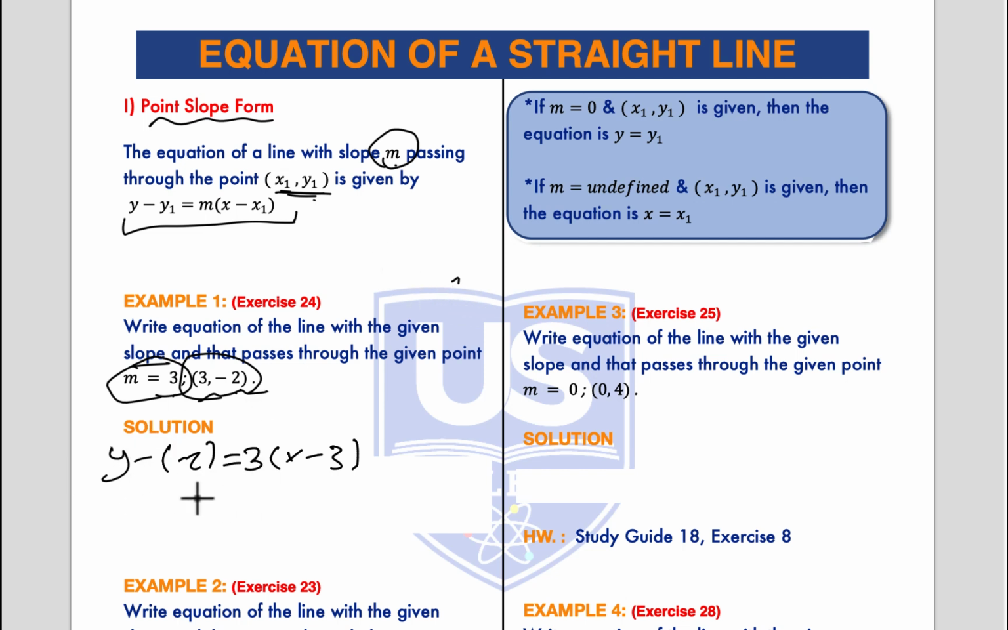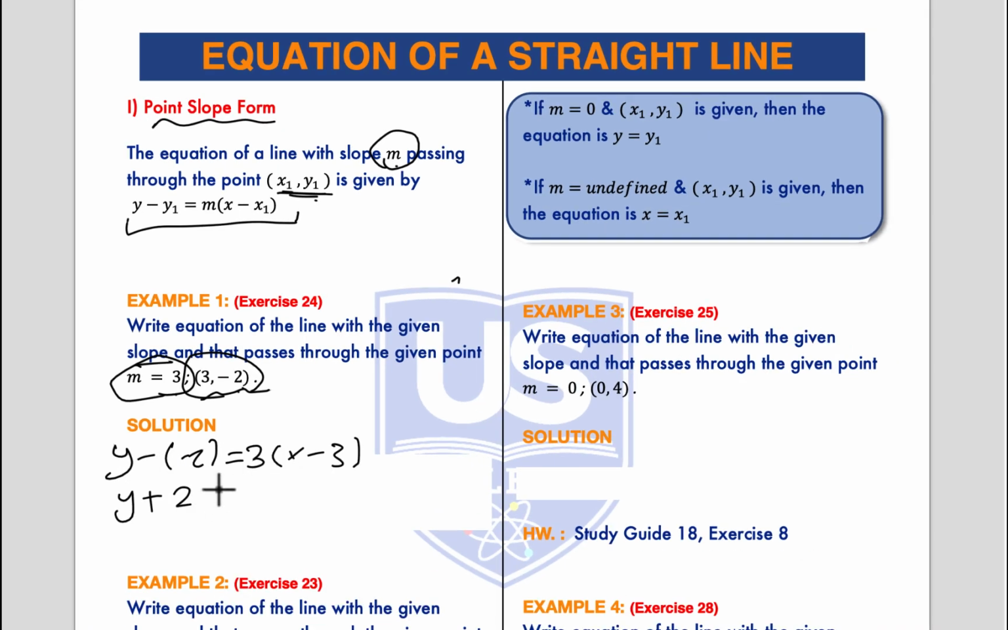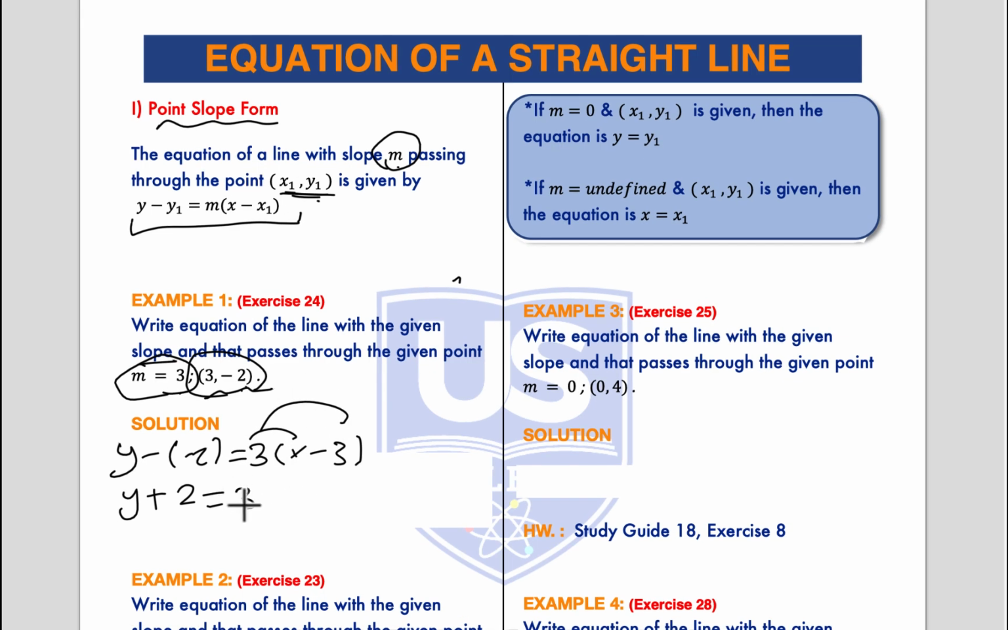Depending on the options, you simplify the equation. Obviously, your options will not have this, so we simplify it. y plus negative makes plus, equals, distribute 3 to the bracket. 3 times x is 3x, 3 times negative 3 is negative 9. So bring 2 to the other side. y equals 3x minus 9 minus 2, which is minus 11. So that's my equation written using point slope form.